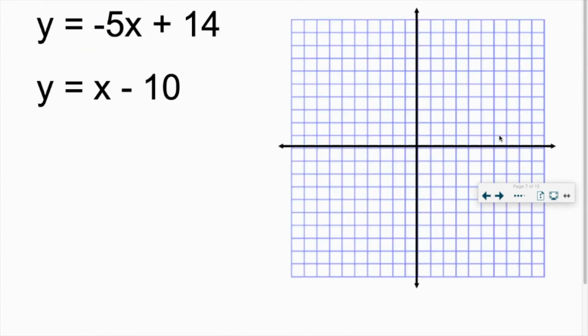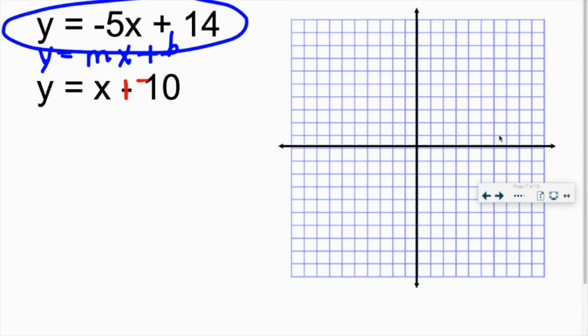Here's our next example. Again, a system where they're both already nicely set up for us in slope-intercept form. Y equals mx plus b, although I'm going to switch this next one right away before I forget. Step one, graph the first equation. Now, here is an issue that we're going to run into. Our y-intercept is at 14. You can't just say, it's like here-ish, Mr.